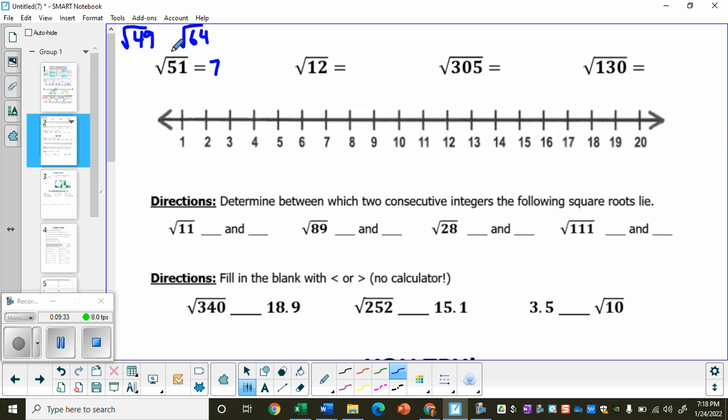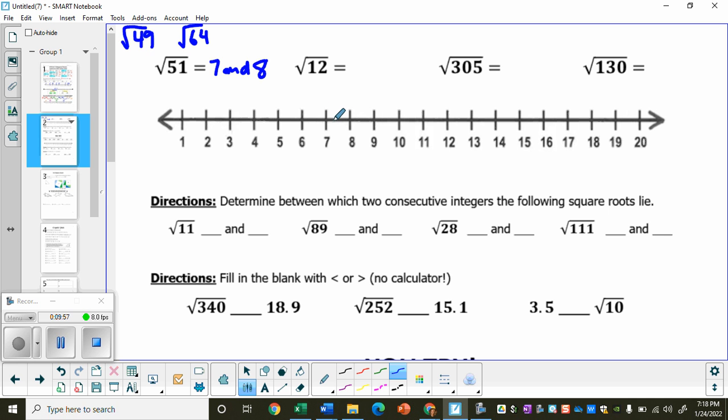51 is between these perfect squares, which means the square root of it is going to be between 7 and 8. Now, if I'm looking at 51 and I want to see, is it closer to 49 or is it closer to 64? I mean, 51 is only 2 away. It's only 2 away here. And here it's 13 away. So this answer is going to be much closer to the 7 than it is to the 8.